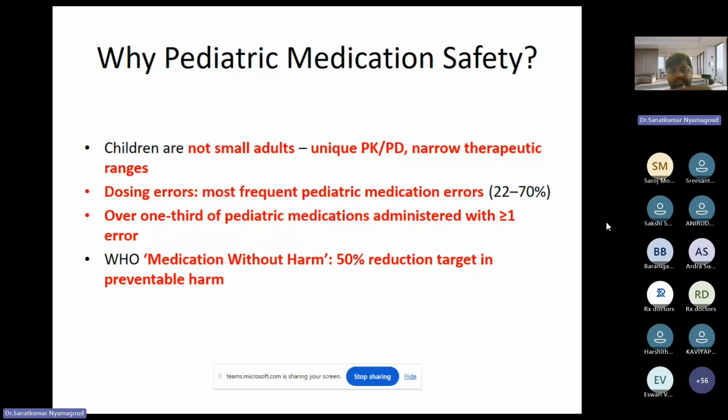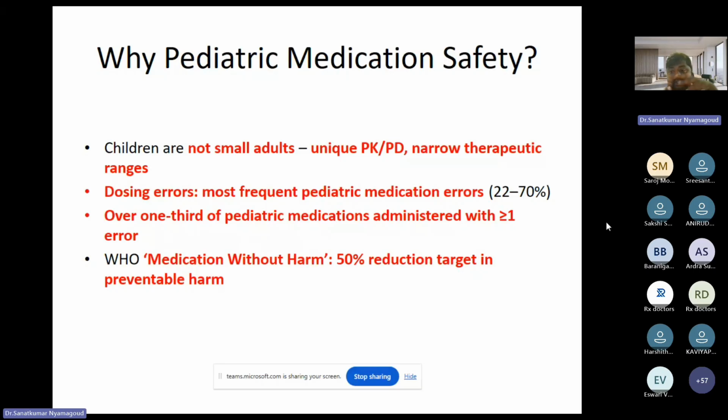I have given you some percentages, and I showed them in my PPT also. You can understand that dosing errors are very frequent in pediatric medication treatment. If you count it overall, most of the research papers suggest that 22 to 70% of drugs cause dosing error. So let us understand once again, in pediatric medication safety, dosing error is the highest error which we come across, not only in India, overall throughout the world.